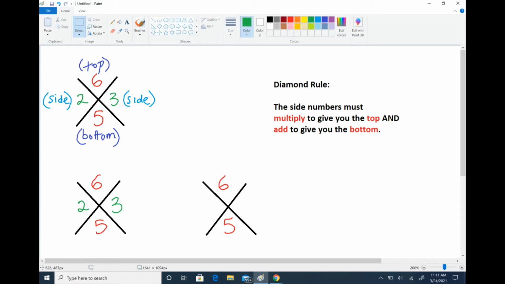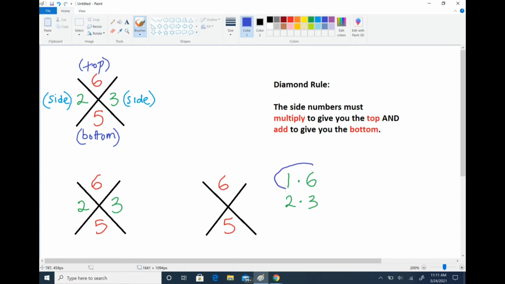So let's see what that looks like. We're going to make a list of numbers that will multiply to give us 6. All right, so we have 1 times 6, right? 1 times 6 will multiply to give you 6, won't it? Also, 2 times 3 will multiply to give you 6, right? So we've made a list of numbers that will multiply to give me 6, but now I'm going to cross-check it to meet the other requirements.